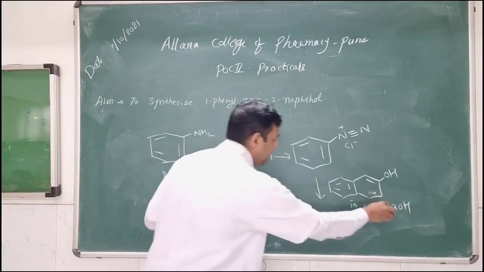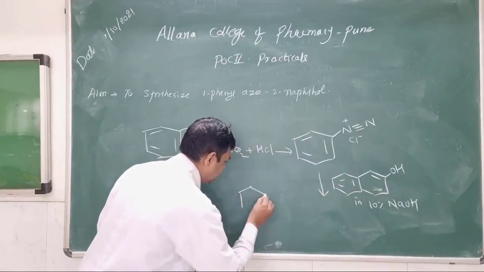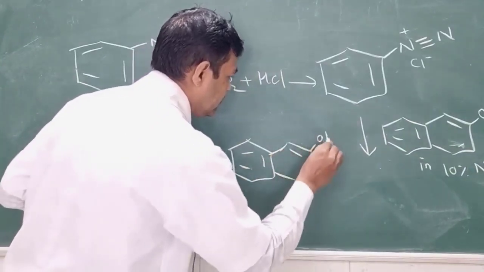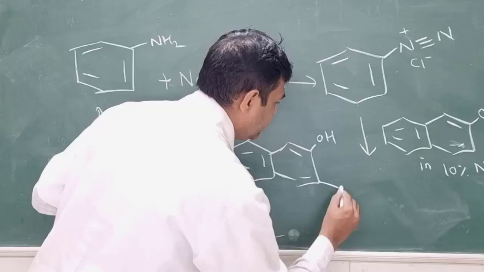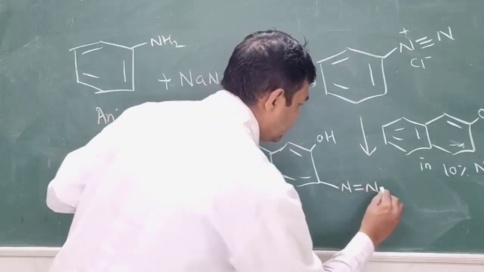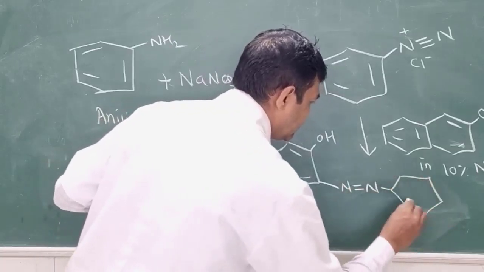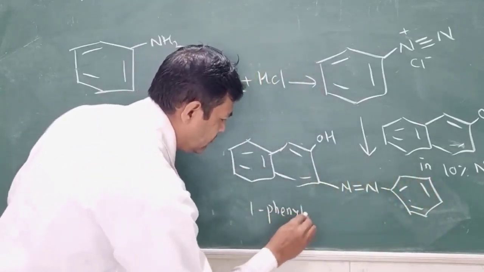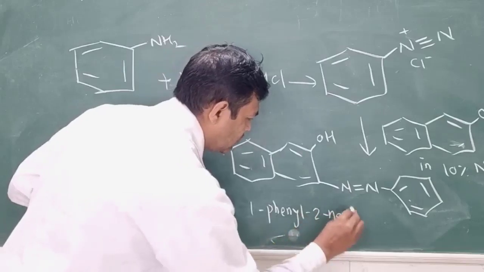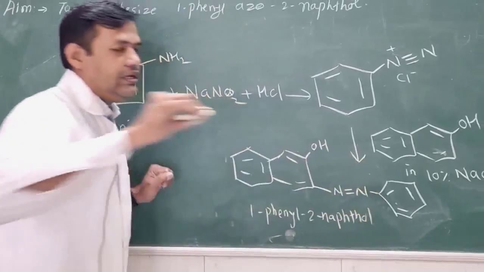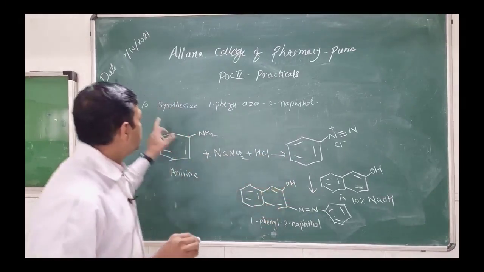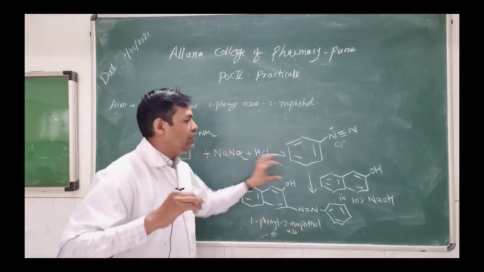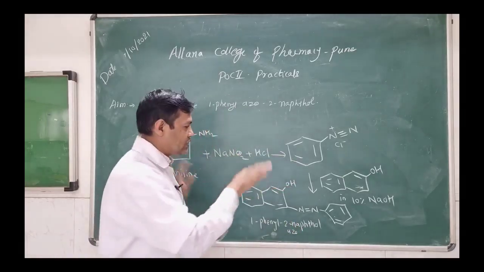So it will add on the first position of the beta-naphthol. Coupling reaction. And we are getting our product as 1-phenylazo-2-naphthol. This is the azo, so 1-phenylazo-2-naphthol. So this is the overall reaction.